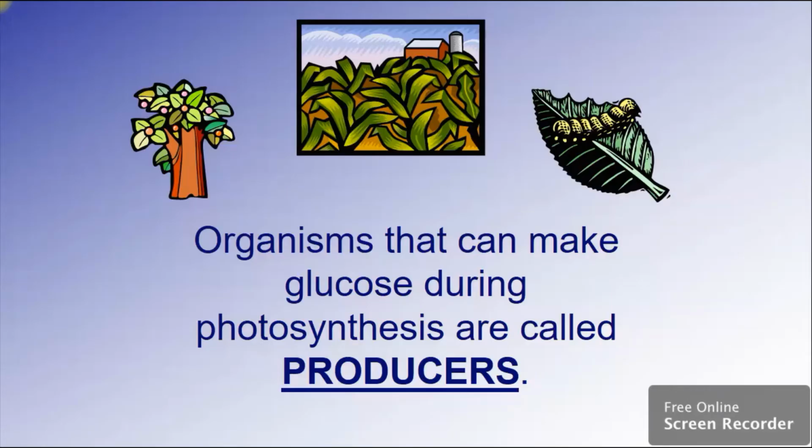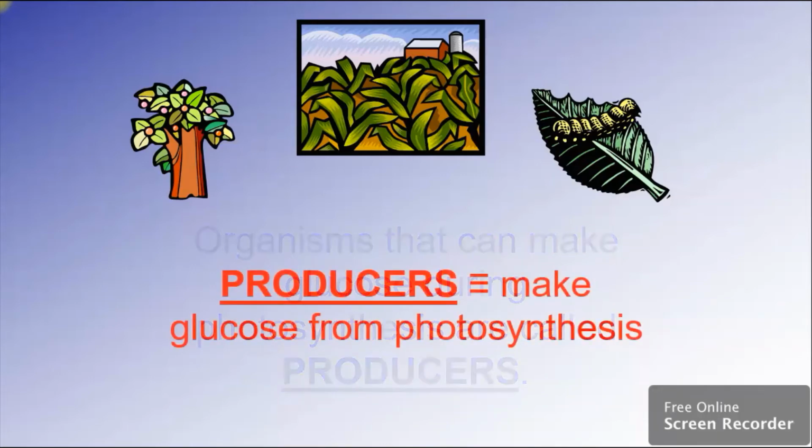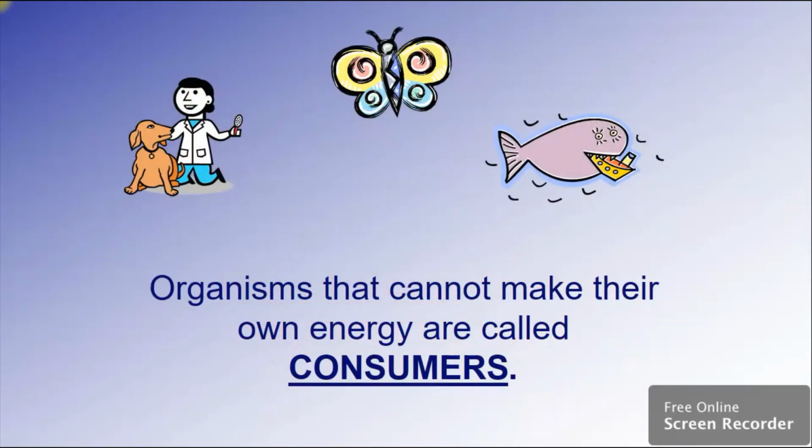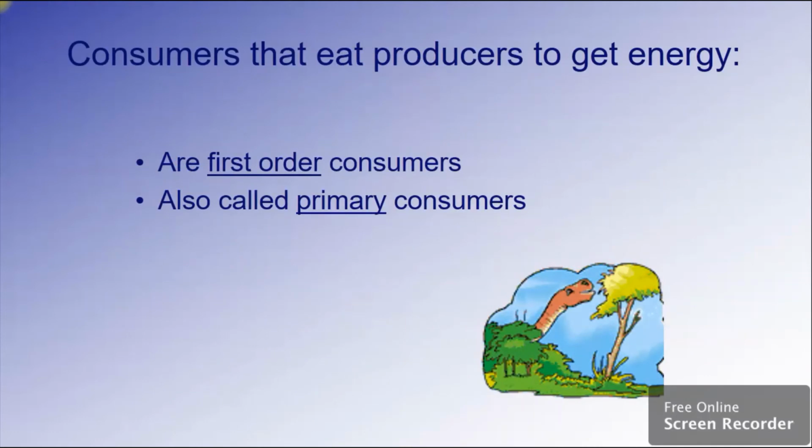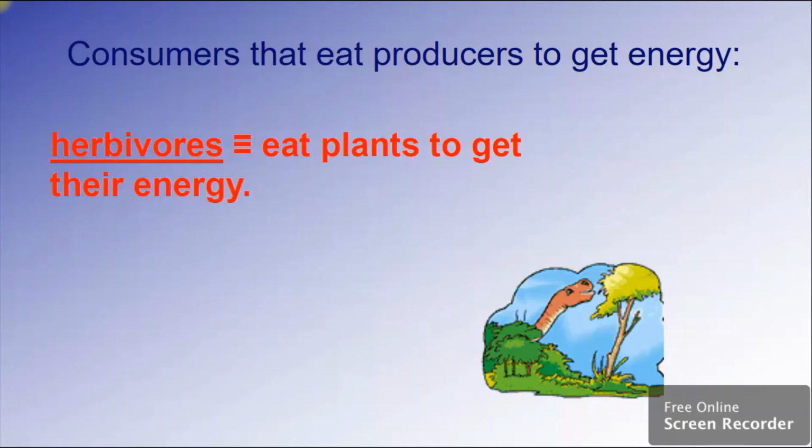Here's some other basics that I wanted to hit on. Organisms that can make glucose during photosynthesis are called producers. So producers make glucose from photosynthesis, and then whatever eats those producers, those are called consumers. Whatever eats plants, those are called first order consumers or primary consumers. Herbivore, I'm sure you recognize that word from biology class. That means an animal that eats plants to get their energy.